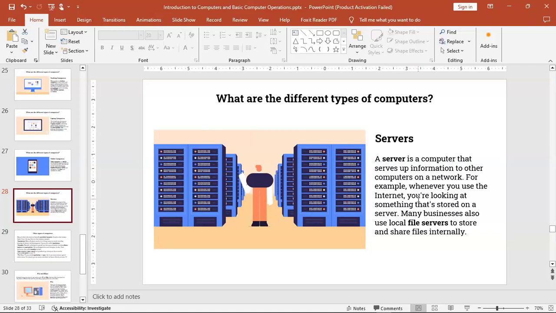Servers are supercomputers, very fast. They process trillions of pieces of information per second. Per second, not per minute. Per second, trillions. Whenever you use the internet, you are looking at something that is stored on a server. Many businesses also use local file servers to store and share files internally.